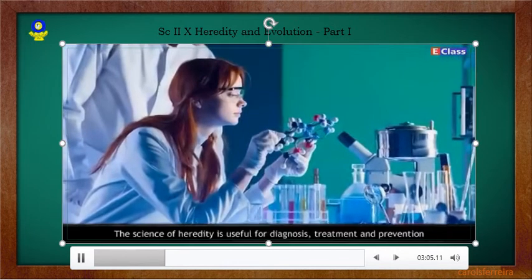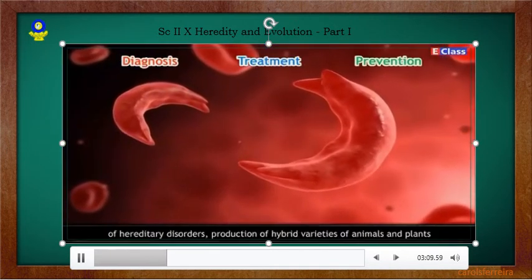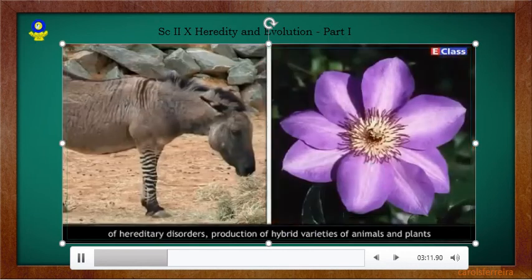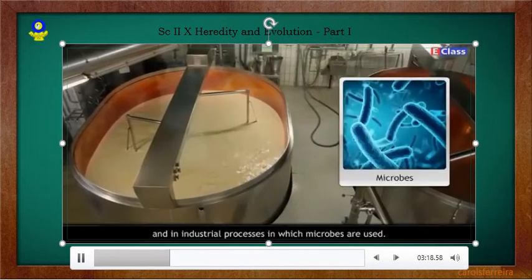The science of heredity is useful for diagnosis, treatment, and prevention of hereditary disorders, production of hybrid varieties of animals and plants, and in industrial processes in which microbes are used.